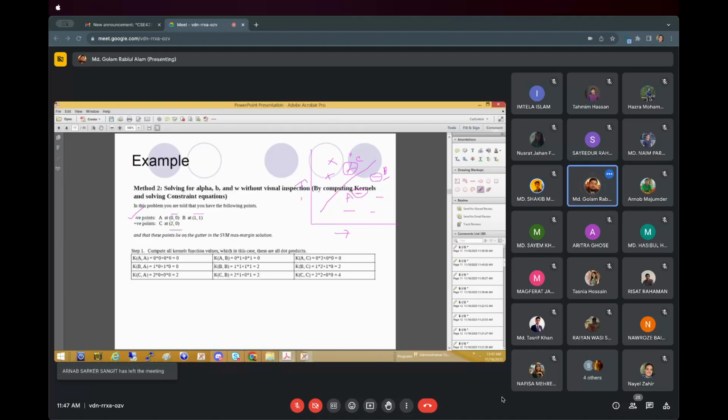Okay, C is 20, C is 20. So those are the values. That means in our data set, several points are there, but if we select the support vectors, we will get the three support vectors. Okay, three support vectors.